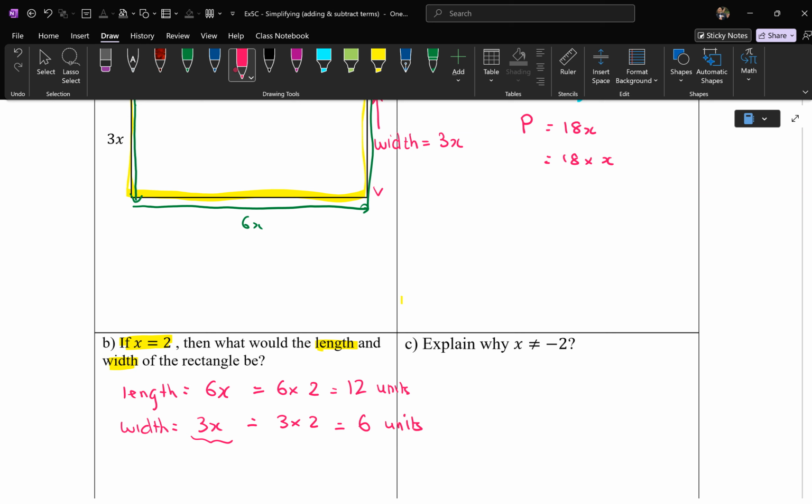What would the perimeter be, though? So I'm just adding another question now. What would the perimeter be? Now, some students might do the long way. They might do 12 plus 12 plus 6 plus 6. So they did length plus length plus width plus width.